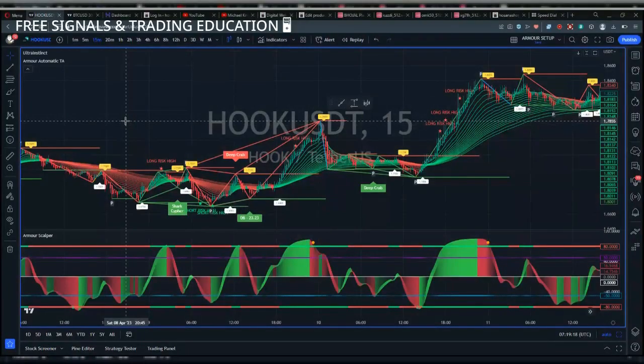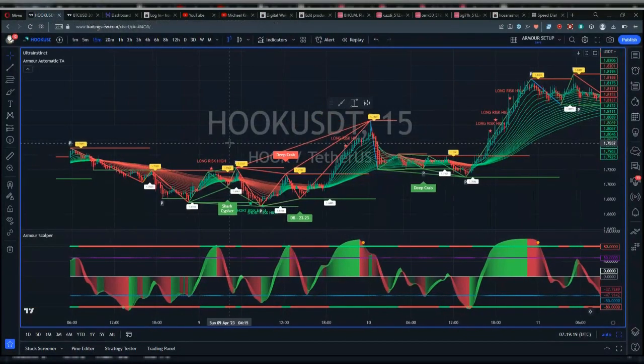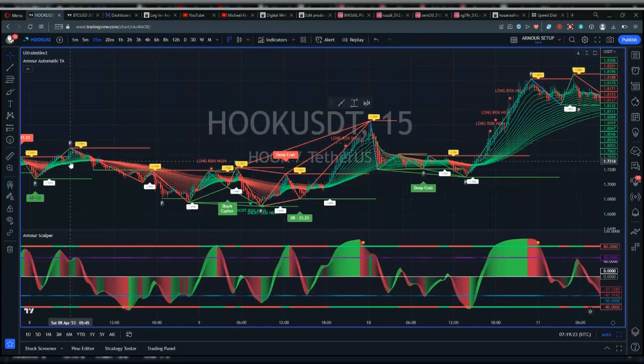So guys, why do you need Trading Armor? Just look at these beautiful signals. Here we get a white sell signal. I changed the label from green to white to differentiate from these two.